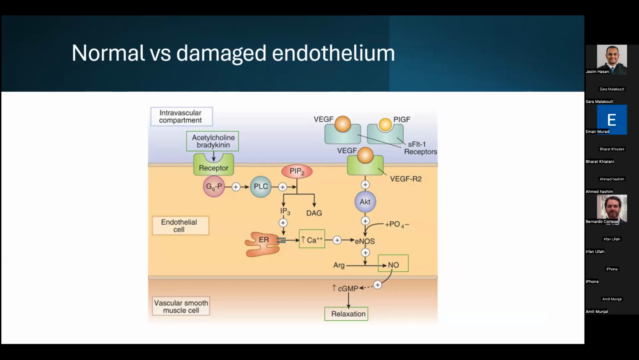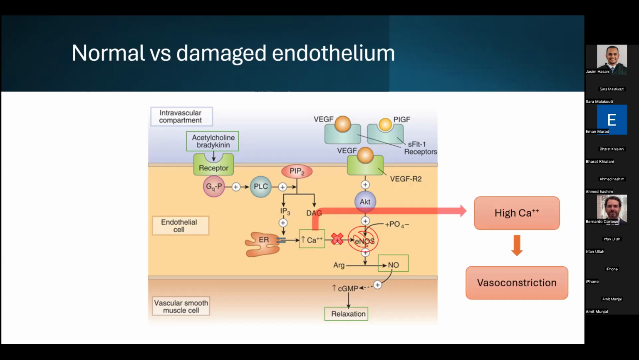But in a damaged, endothelial dysfunction situation, due to various causes, whether hypertension, diabetes, smoking, or other substances, even cannabis and cocaine, what will happen is that the enzyme that's responsible to release the nitric oxide in the vessel will be suppressed or deactivated, leading to accumulation of calcium, high calcium in the vessel wall, and finally vasoconstriction.